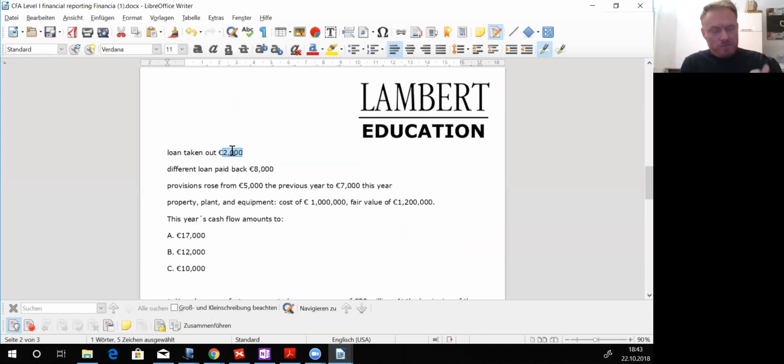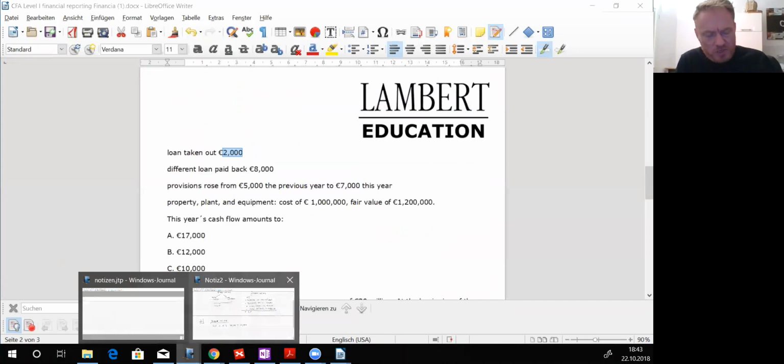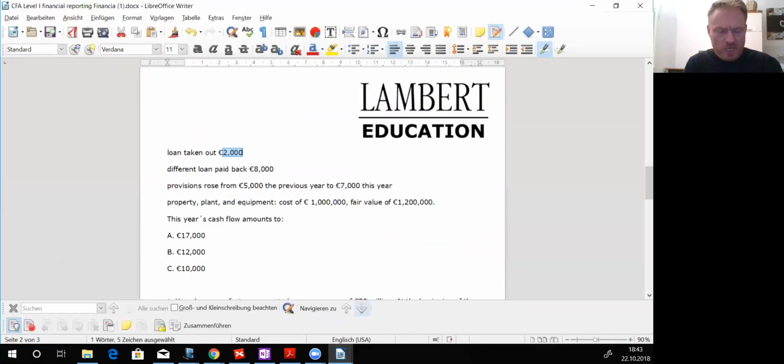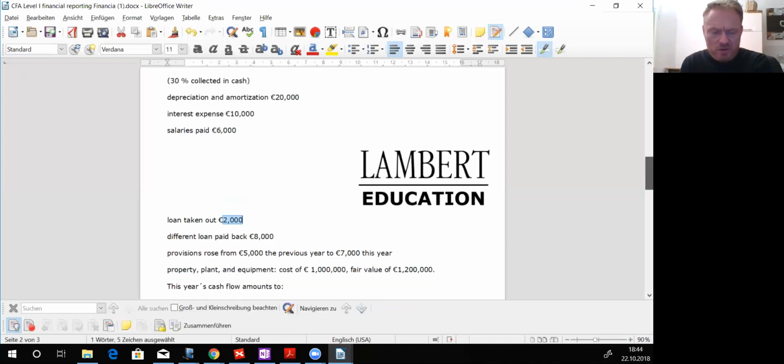So it's a cash inflow. It leads to cash inflow. 20,000, so there's a plus sign, and that is the cash inflow. Minus the cash outflow of, what did we have so far? There's a different loan paid back, 8,000, that's of course a cash outflow. Provisions is not at all a cash flow. It's neither cash inflow nor cash outflow. Property, plant, and equipment, cost of 1 million, fair value of 1,200,000 is neither cash flow, neither.